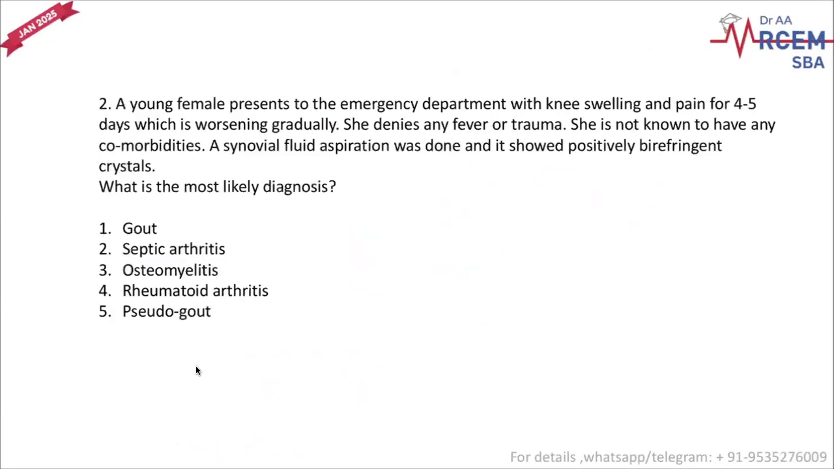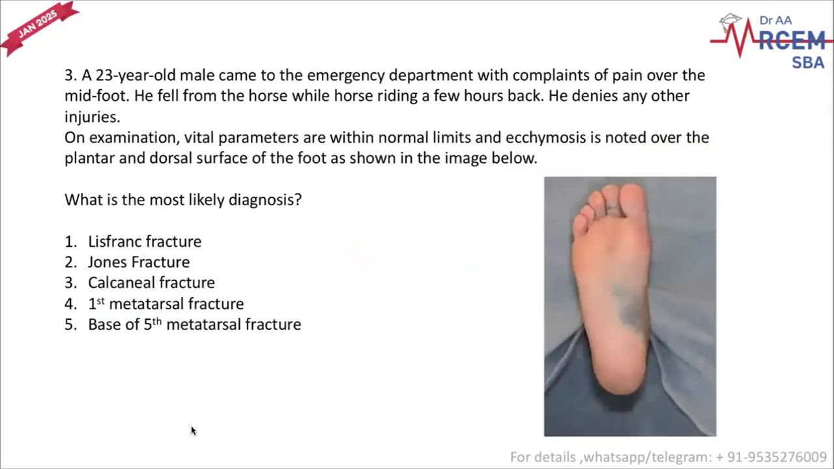Young female presents to the ED with knee swelling and pain for 4 to 5 days, which is worsening gradually. She denies any fever or trauma. She is not known to have any comorbidities. A synovial fluid aspirate was done and it showed positive birefringent crystals. What is the most likely diagnosis? Positive birefringence, whenever it comes, is suggestive of pseudogout. Negative birefringent crystals are seen in gout. So the direct diagnosis they have asked, pseudogout is the diagnosis here.